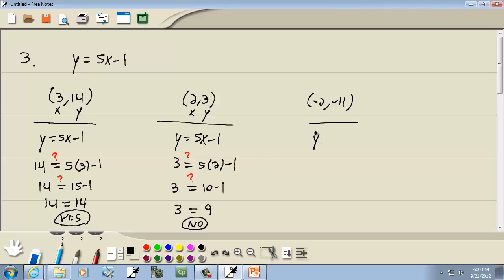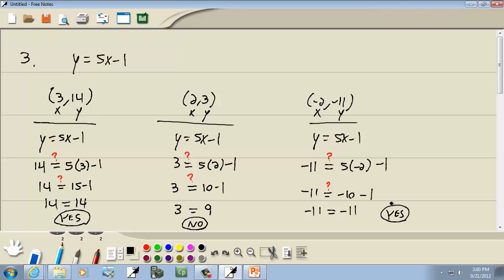Well, let's do the next one. (-2, -11). Again, this is my x and this is my y. So I'll plug -11 in for the y. Plug -2 in for the x. And again, this is a question mark here. We don't know if they're equal yet. Well, 5 times -2 is -10. And -10 minus 1 gives us -11. Since these are equal to each other, the answer to this one is yes. That is an ordered pair that satisfies our equation.